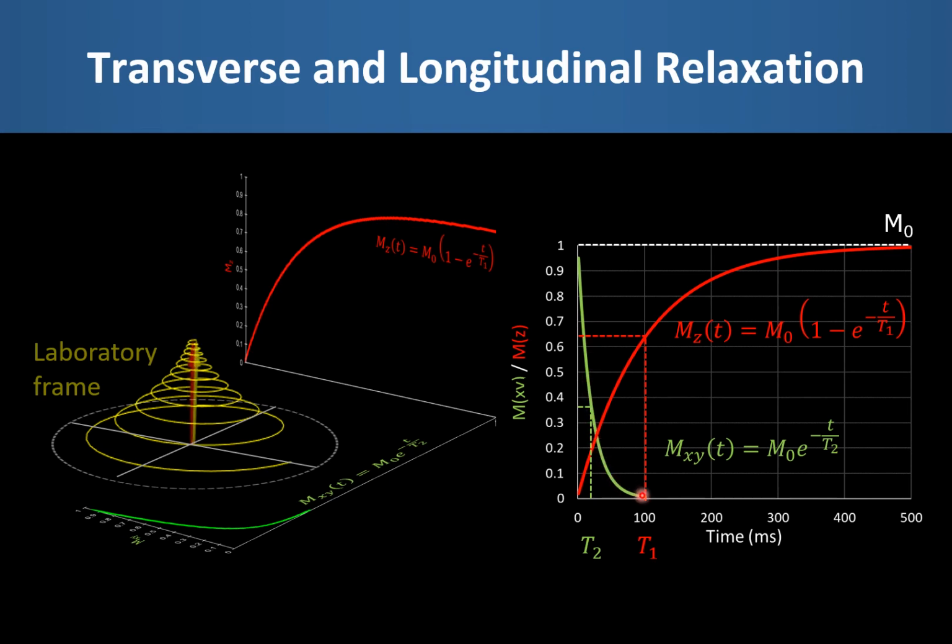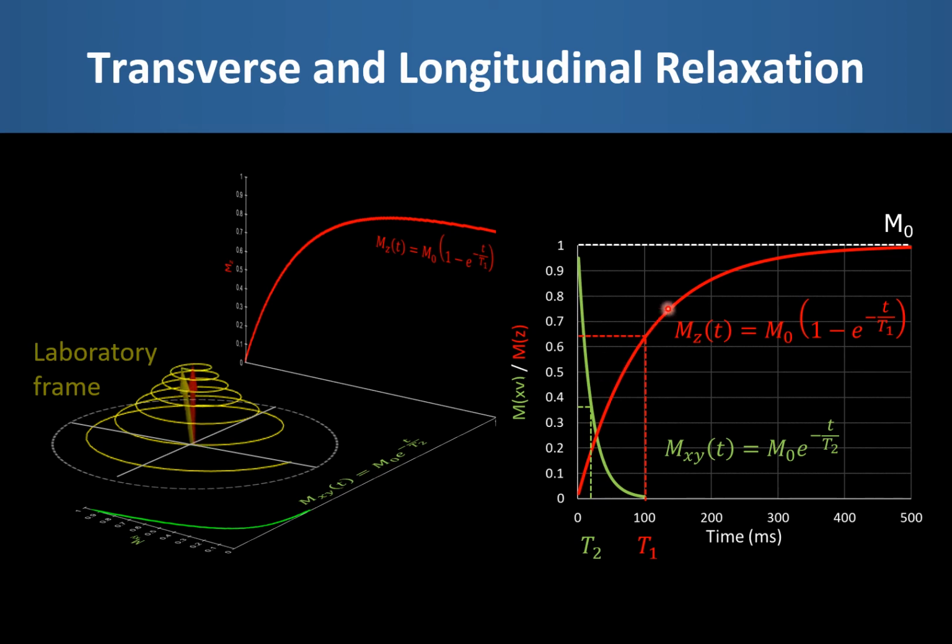So if we look at the rotating frame of reference, we can see in this example here the T2 decay, and the T2 is the characteristic time constant when the magnetization has decayed by 63%, or there's 37% remaining, whereas for the T1 recovery, the time constant is when we have recovery of 63% of the magnetization.